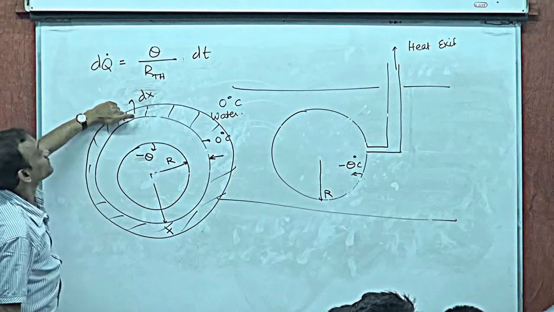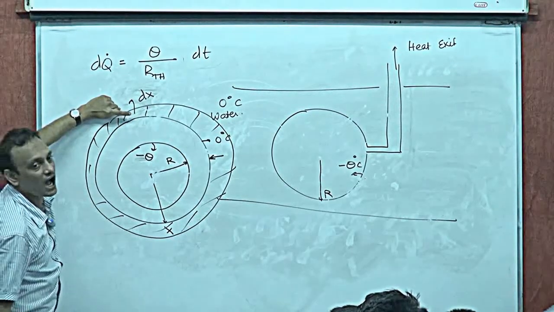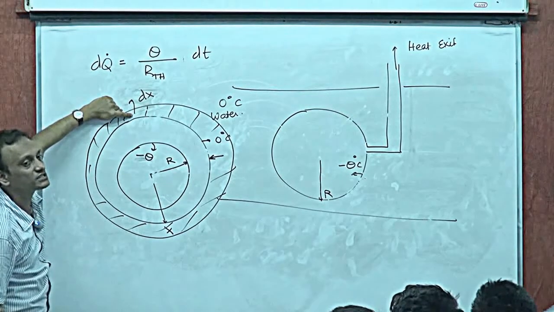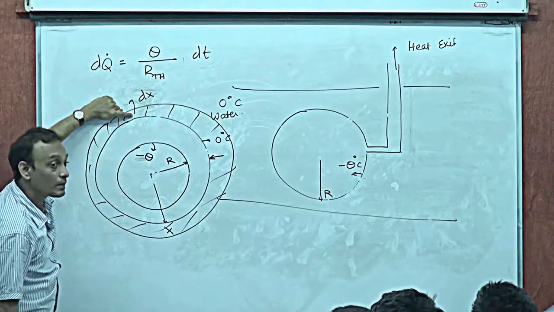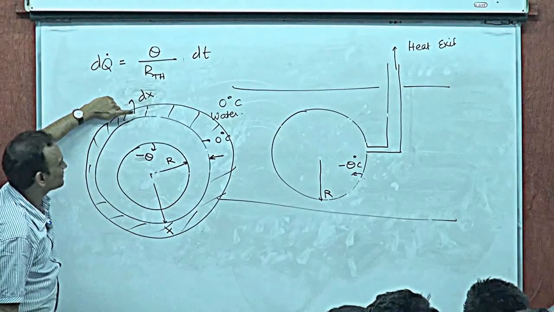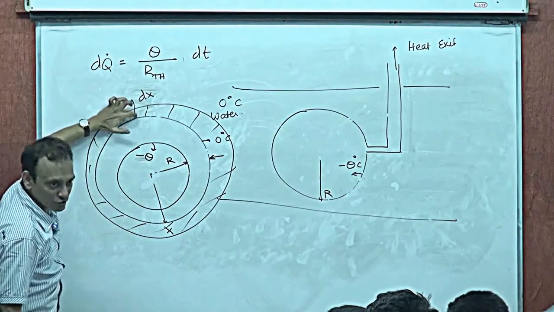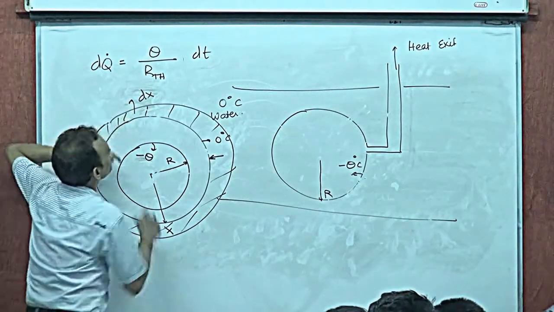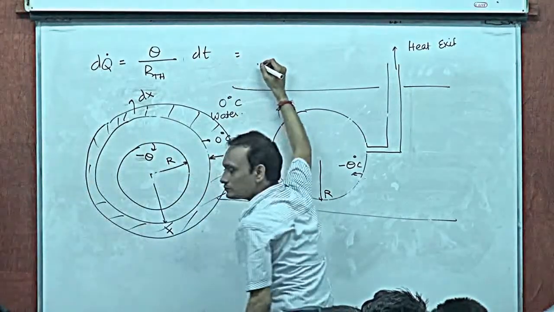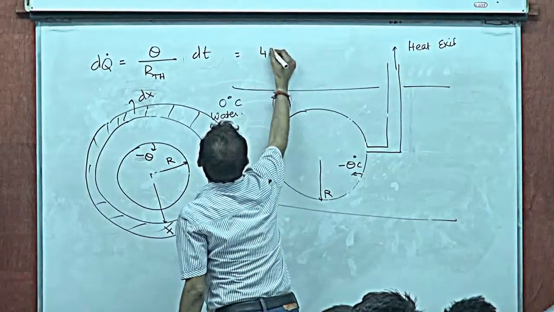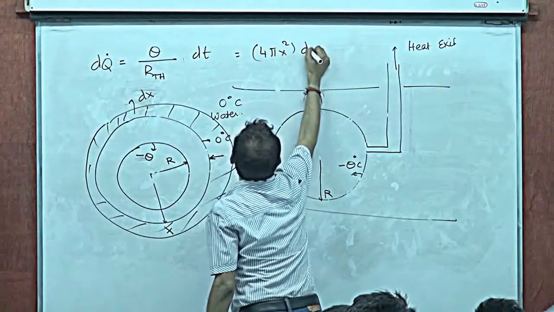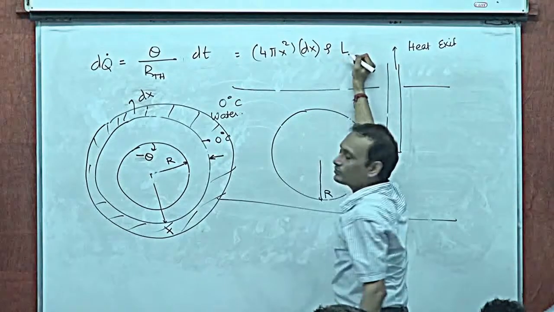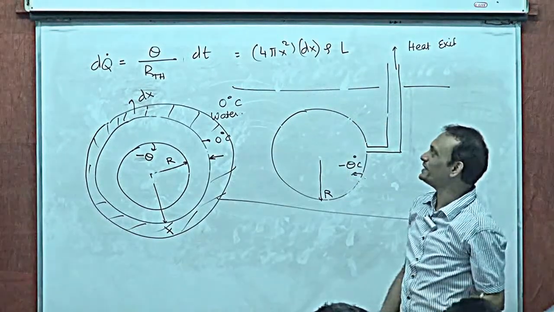In the process, how much heat is released by this dx? Mass into latent heat. This dq dot must be mass of this into the latent heat of ice. So mass of this is what? 4 pi x squared dx is the volume of this, into rho. That'll give me the mass, into latent heat. That must be dq dot.